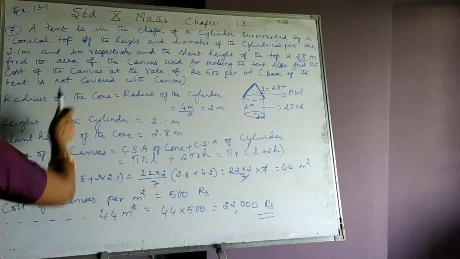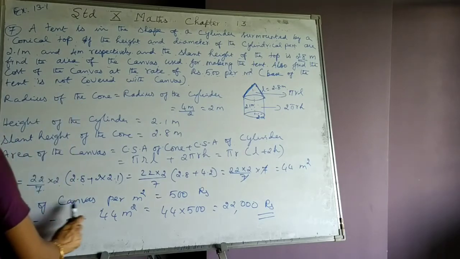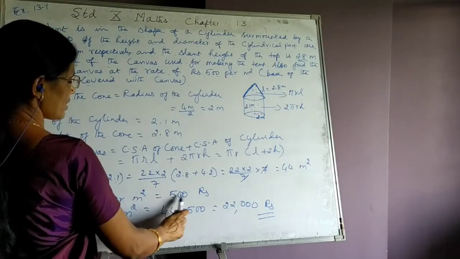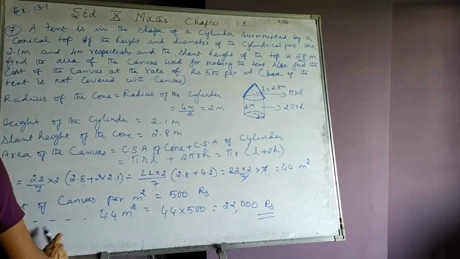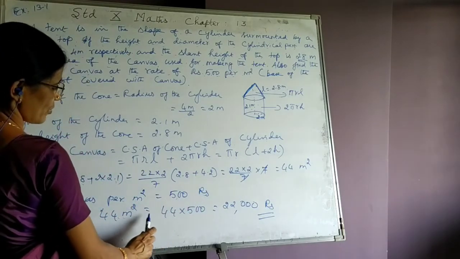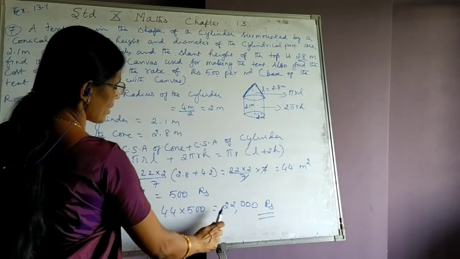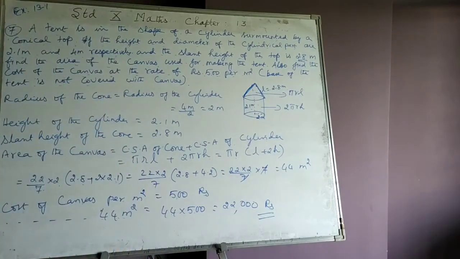The second part of the question is find the cost. Cost of canvas for 1 meter square is 500 rupees. Therefore, what is the cost for 44 meters square? 44 multiplied by 500, which is equal to 22,000 rupees.